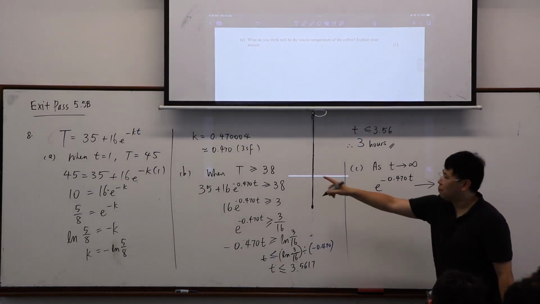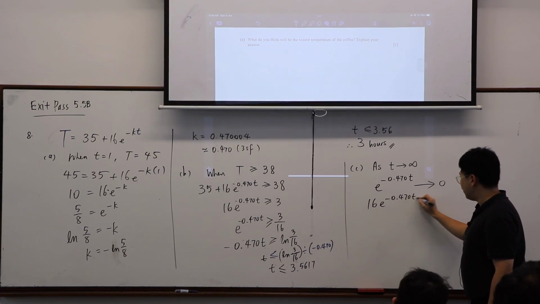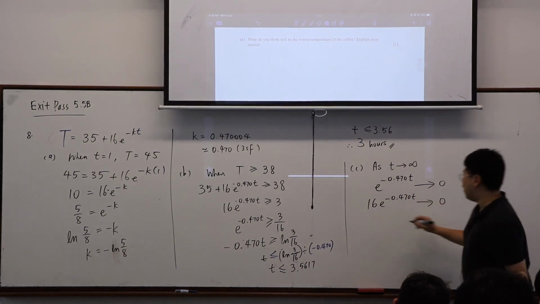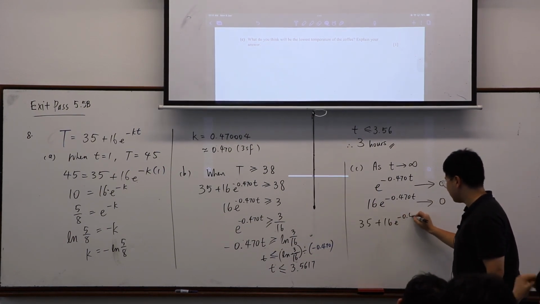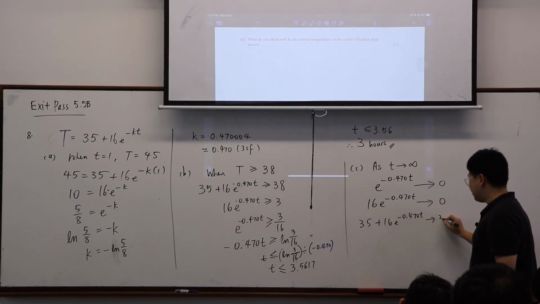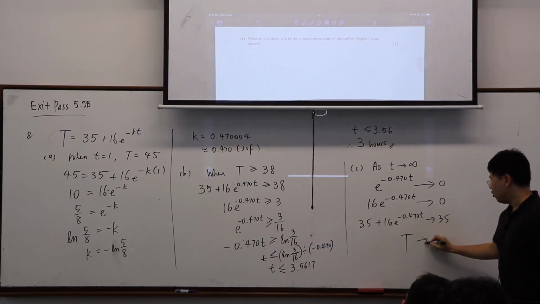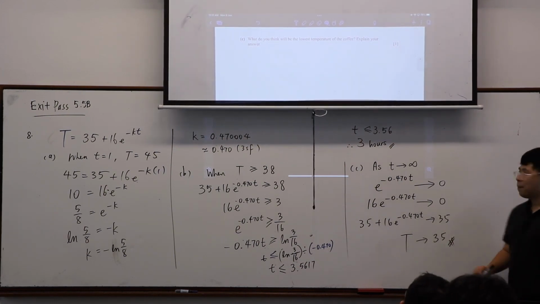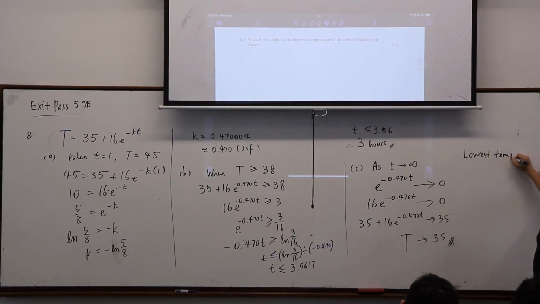Then we need to build back the equation. So times 16 on the left and the right, and add 35 on the left and right. So 35 plus 16 times this, I add 35 on the right. So on the left is big T, on the right is 35. So the temperature will approach 35 degrees. Okay, so technically speaking, the lowest temperature will be 35 degrees Celsius.